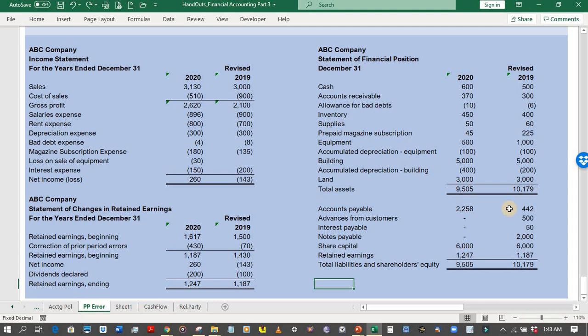So again, this is our comparative financial statements for the year 2020 and the revised financial statements for 2019. So this is our discussion on the correction of prior period errors and the presentation of financial statements.